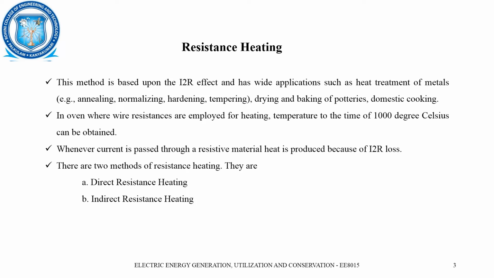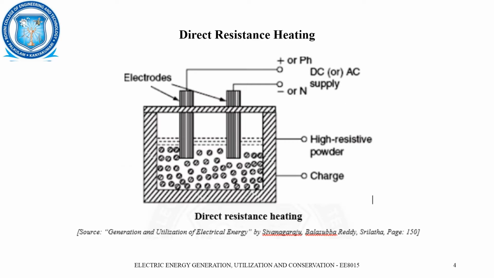Whenever current is passed through a resistive material, heat is produced because of the I square R losses. There are two methods of resistance heating, namely direct resistance heating and indirect resistance heating. We can see diagrammatically how direct resistance heating is made.